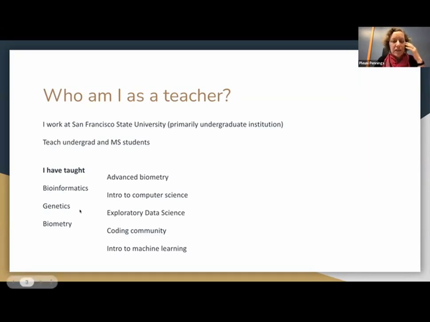I have taught a whole bunch of things. I've taught bioinformatics, which is more focused on sequence analysis. I taught genetics. I taught biometry, which is our intro statistics class for undergraduates. I teach advanced biometry, which is for graduate students. Intro to computer science for biology and chemistry students, exploratory data science, also for biology and chemistry students, coding community, which is for grad students to help them with their own research. And then I teach an intro to machine learning class. So all of it is in the quantitative computational space more than population biology.